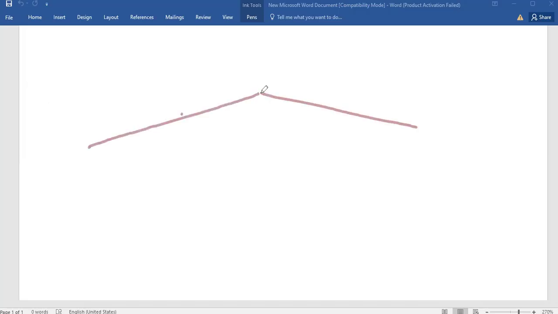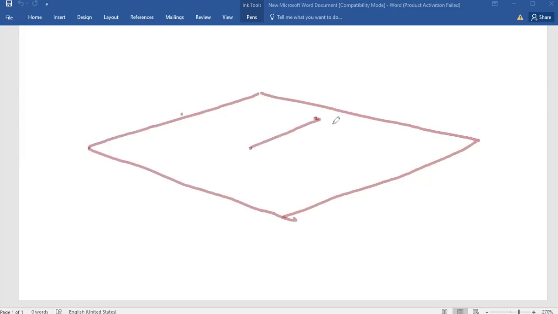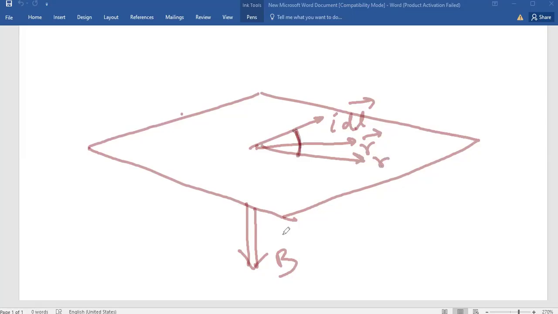You just define one plane like this. Now this is I, so I means current, and this is the R vector. In that situation also, if you look at the magnetic field, it will go here. Instead of this, if you take the R vector like this, it will still go downwards here, sir. You see this.